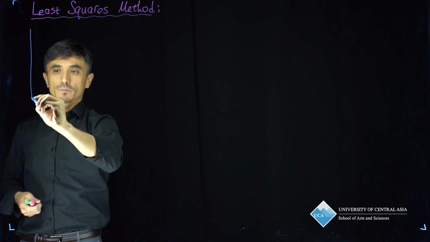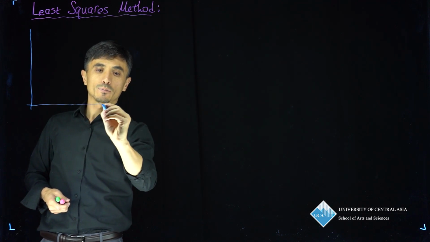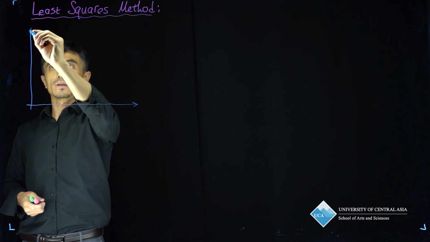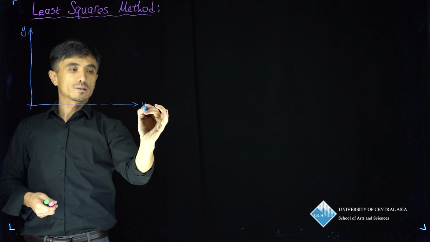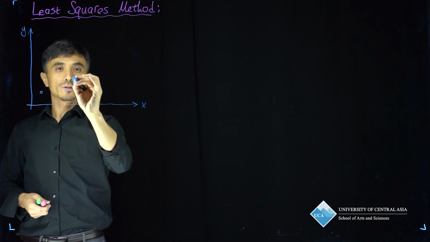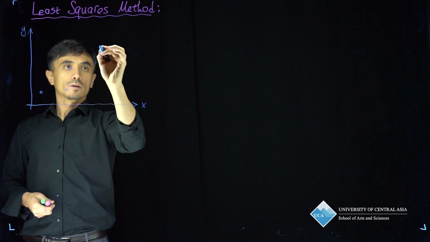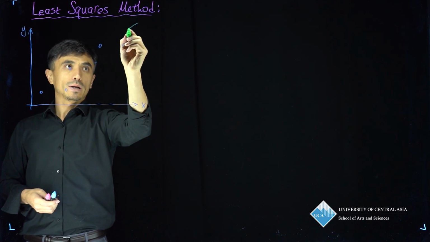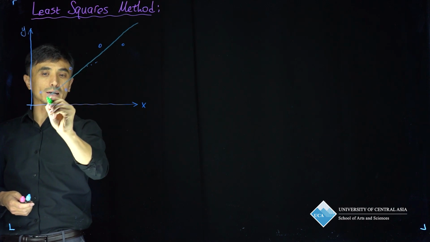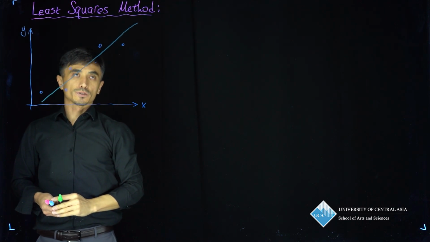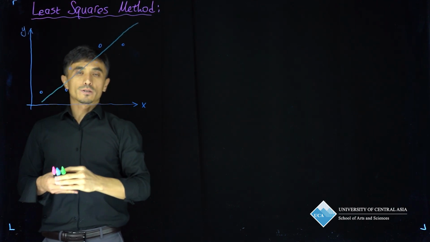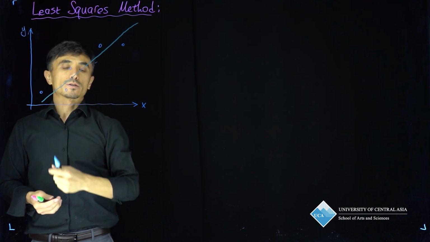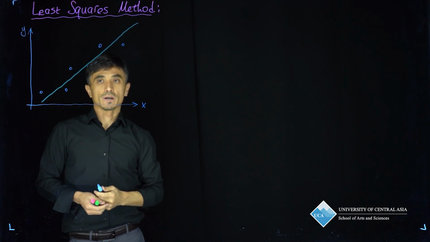So what is the method? You're given n points. This is the y-axis, this is the x-axis. You're given n points. So the idea is to find the best line or the closest line to each point given. This is called the regression problem, and we're going to solve this problem using the least squares method.